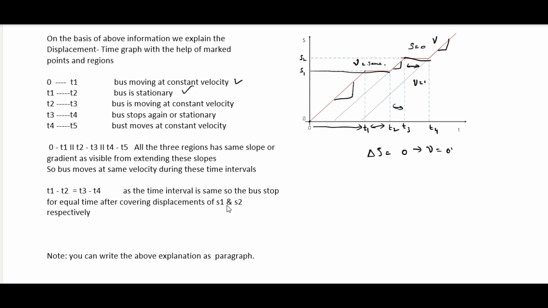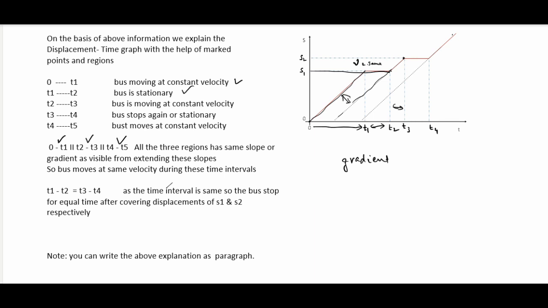Now we want to know whether, in the three regions of constant-velocity movement, the velocities are the same or not. All three lines, when extended to T1, look parallel. The three slopes are parallel to each other. From here we deduce that the bus is moving at constant velocity in three regions. We want to find whether the velocity is the same along the three regions or not.